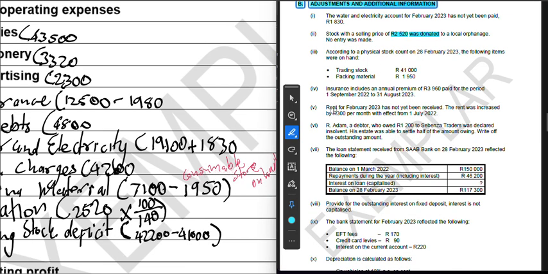Insurance is done. We come to rent. Look at rent, ladies and gentlemen. It says rent for February 2023 has not yet been received. Rent was increased by 300 per month with effect from 1st July 2022. And they leave it at that. So what's going on here? We need to add something, but we need to find out how much is rent for every month. Okay, we need to add the rent that was not yet received. So how do we go about this, ladies and gentlemen?